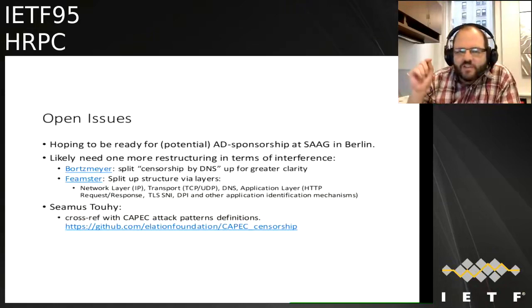Finally, Seamus Tobin noted that he's been actually developing a bunch of attack patterns that include censorship. They don't all include just censorship, but these are being standardized for a different effort. And so I'm going to take a look at those and see if I can learn from those or contribute to those. But anyway, if you'd like to read it, we'd love your comments.